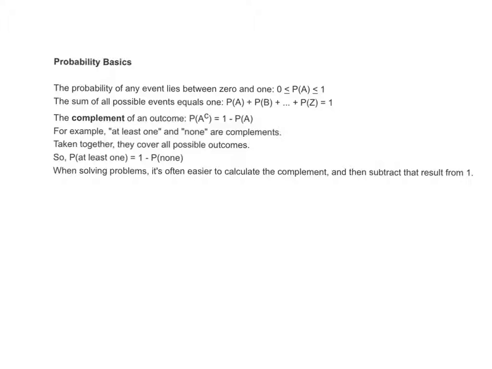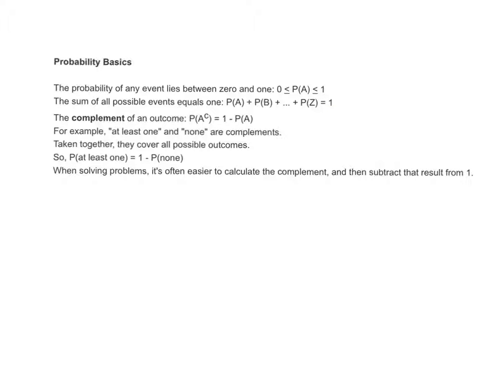The second basic rule is that if you look at all possible events in a random variable, their sum must equal 1. So, for example, if there are 26 possible outcomes in an event, the probability of the first plus the probability of the second, all the way down to the probability of the last, have to total 1.